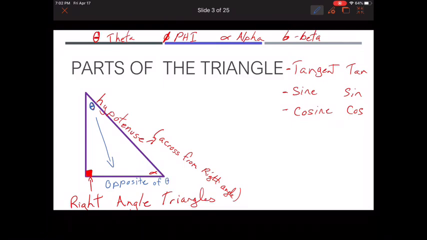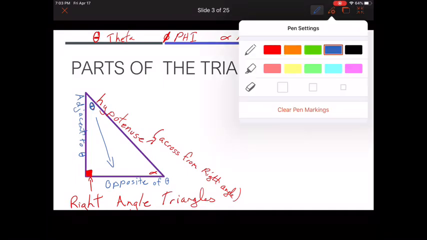Adjacent means beside. So the closest to. So I would say that CIA is adjacent to Jordan's Village. We're right beside each other. So this one is adjacent to theta.